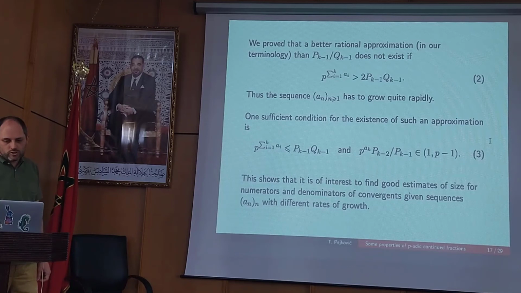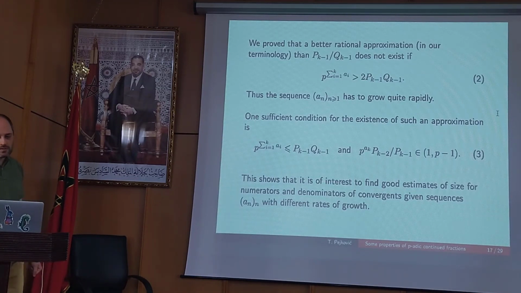a better rational approximation in our terminology than this k minus first convergent does not exist if this inequality 2 holds, which means that the sequence of these exponents in the partial numerators, so in this p to the power an, which we had above, has to grow quite rapidly in order for this to hold.